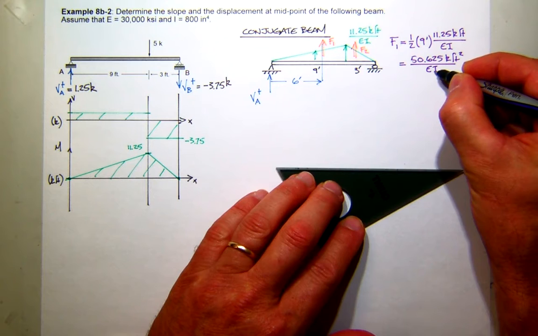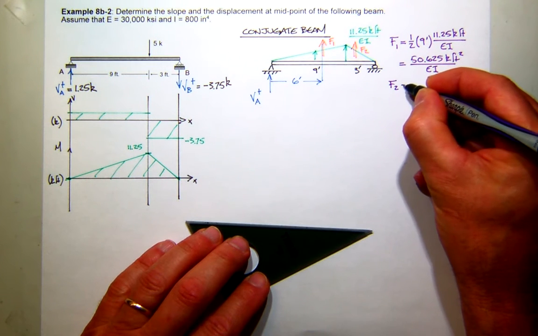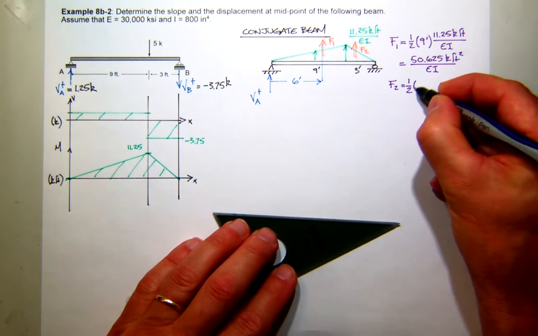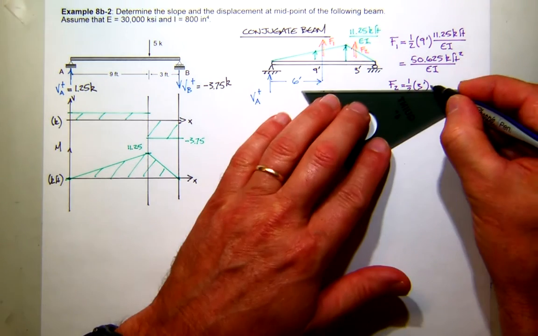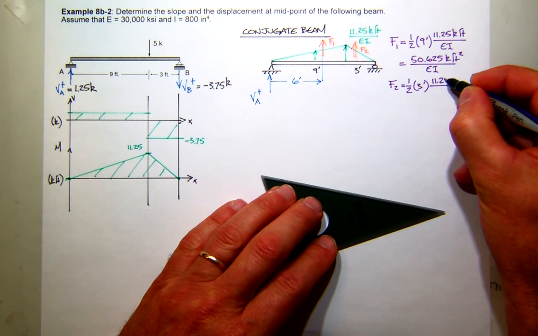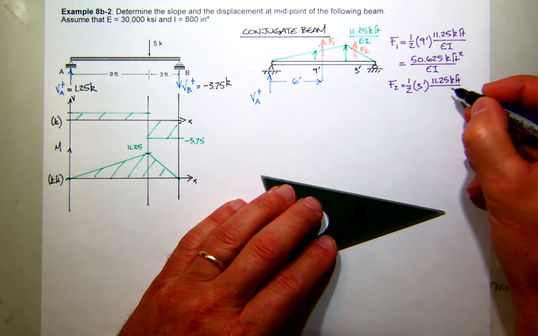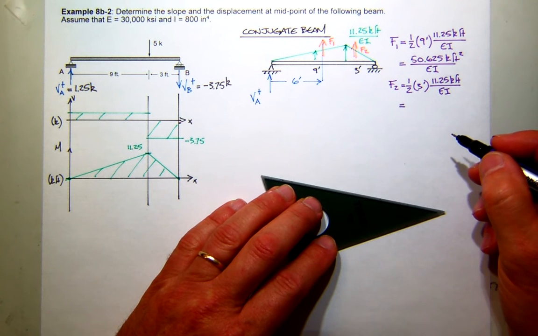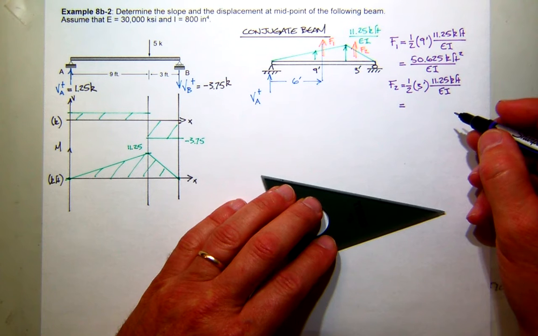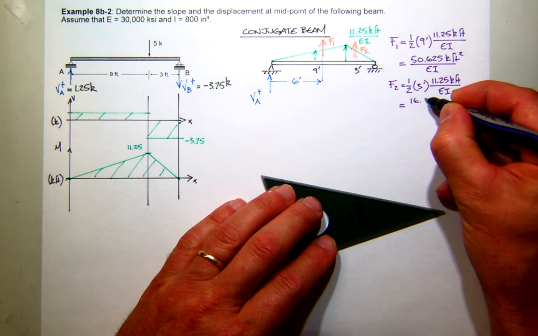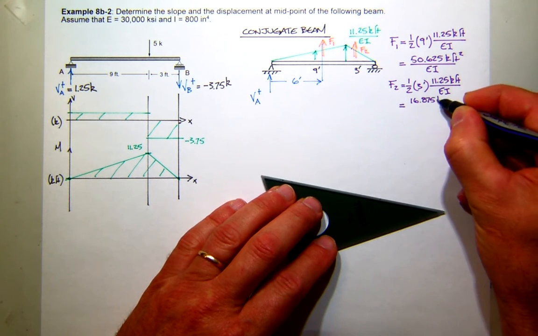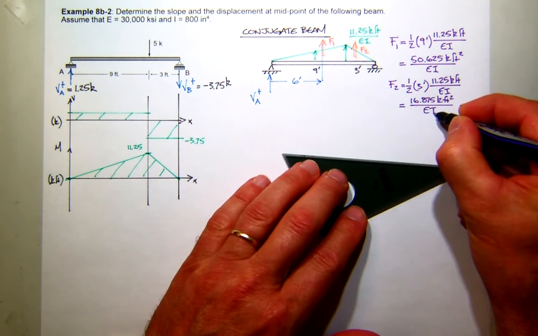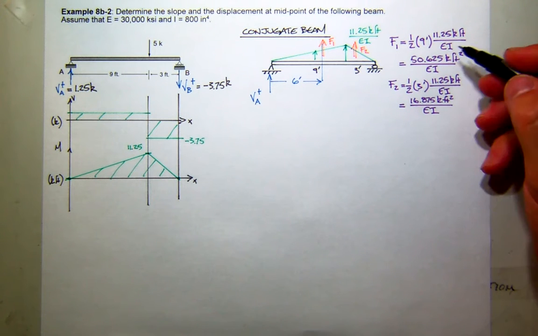divided by EI. And then F2 is also a triangular area, so that's going to be 1/2 base, again, times height, 11.25 kip feet divided by EI. What's that? 16.875. Everybody else getting these values?